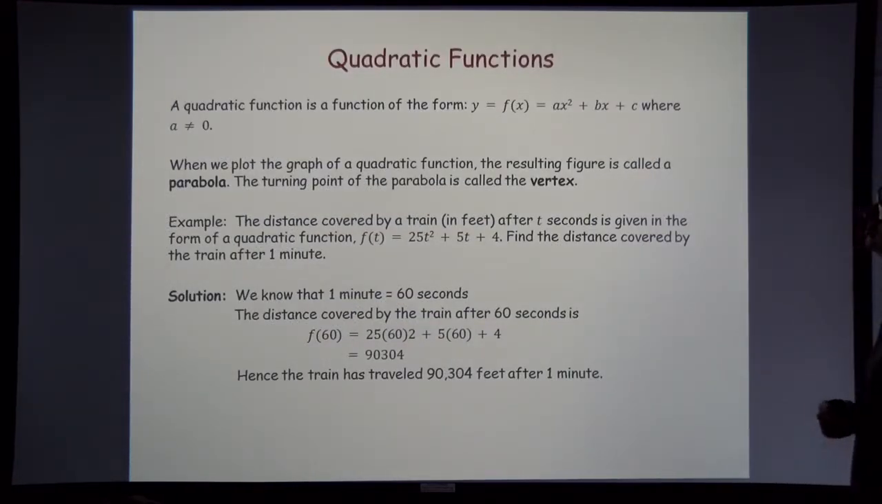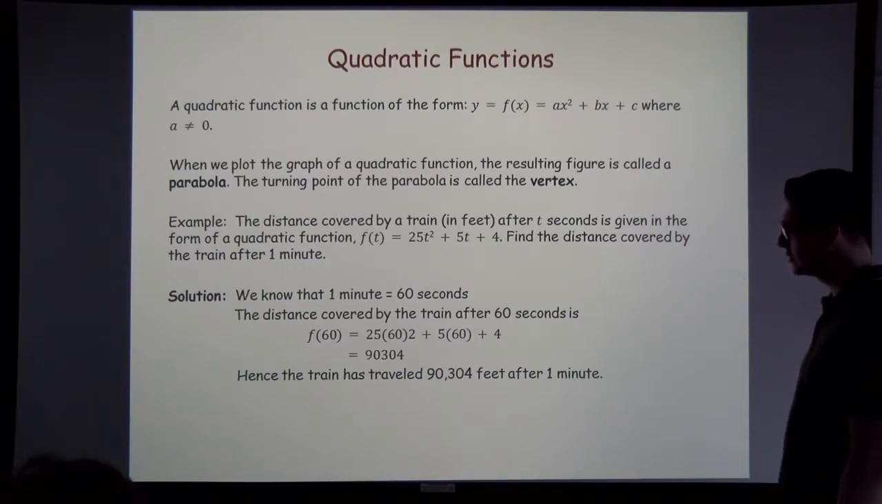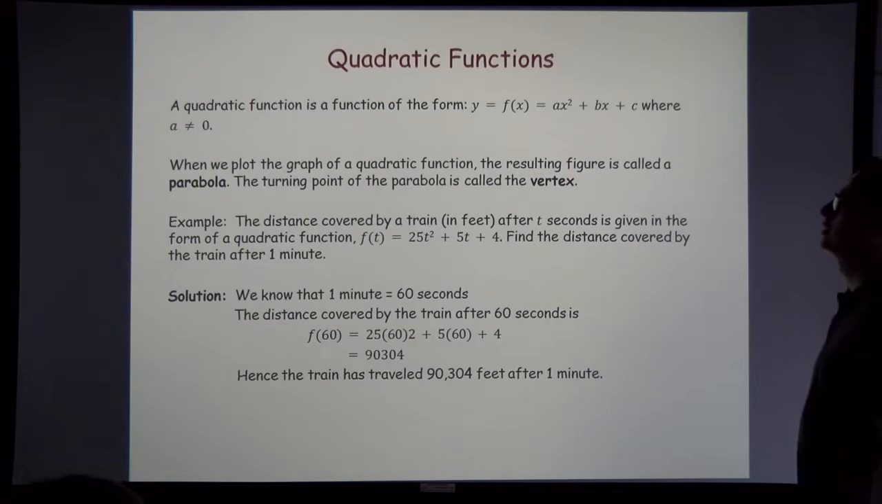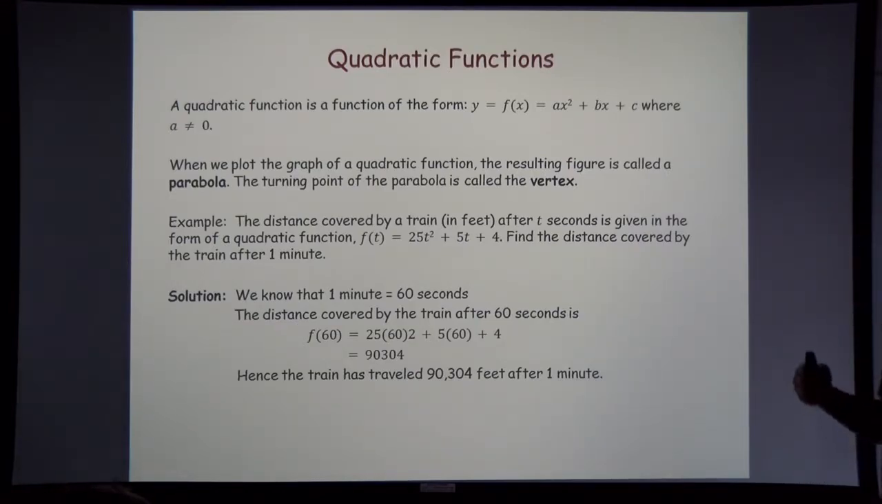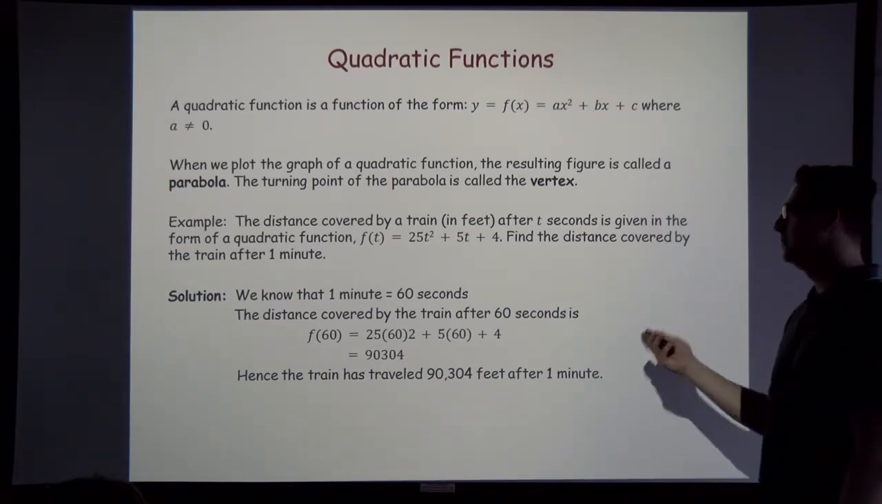Quadratic functions. A quadratic function, which we also talked about in session 2, is ax squared plus bx plus c, where a does not equal 0. When we plot the graph of a quadratic function, the resulting figure is called a parabola. The turning point of the parabola is called our vertex. Our vertex is going to be our highest or lowest point on our parabola, represented by our maximum or minimum value.